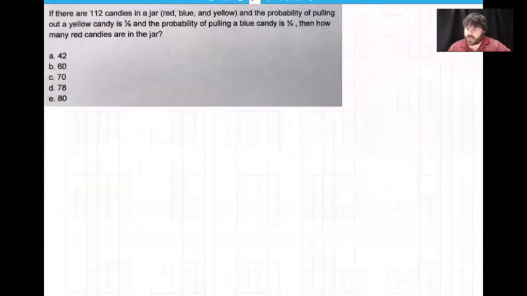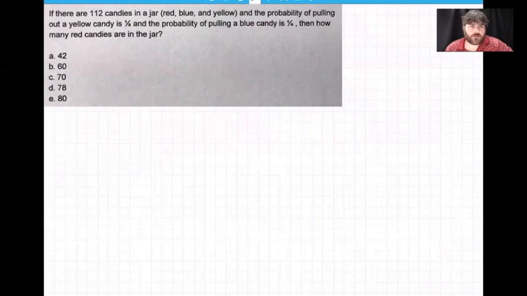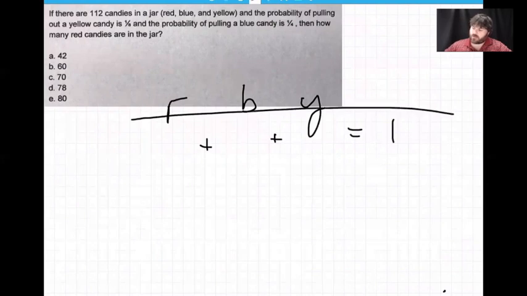If there are 112 candies in a jar, red, blue, and yellow, and the probability of pulling out a yellow candy is 1/8, and the probability of pulling out a blue candy is 1/4, then how many red candies are in the jar? All right, so there's only red, blue, and yellow. Those are the total three things. So the total probability should add to equal 1. Well, red, yellow was 1/8.